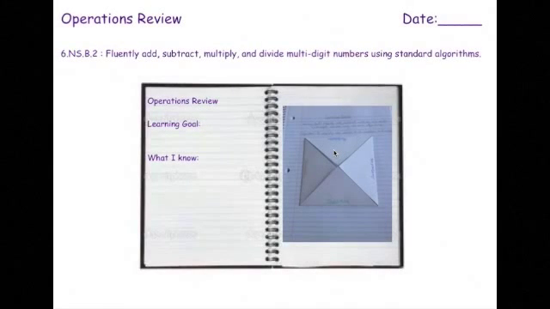Operations Review, Common Core Standard 6 NSB2. We're going to fluently add, subtract, multiply, and divide multi-digit numbers using standard algorithms. So just a reminder, before you start, you should have the learning goal written across the top of your page. And you should also have the title, Operations Review, in addition to today's date.